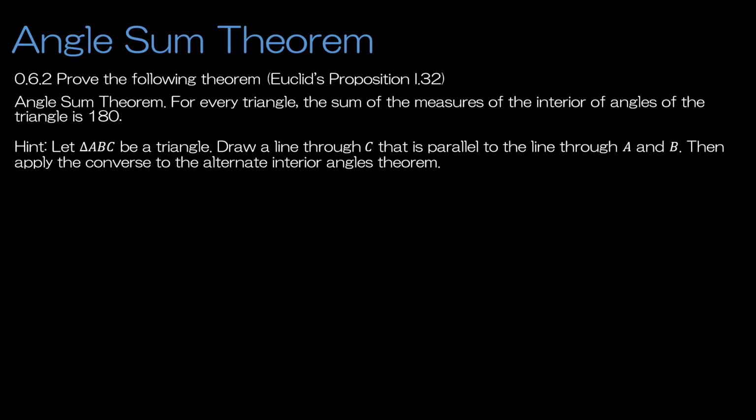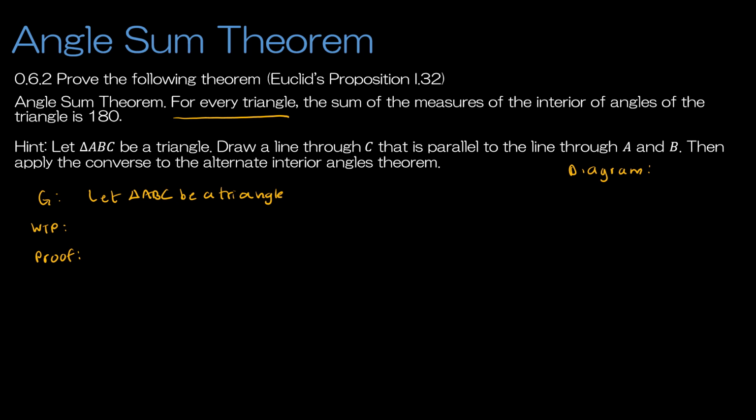Here we're going to prove the Angle Sum Theorem, and that says that the sum of the measures of the interior angles of a triangle is equal to 180 degrees. So you are welcome to work ahead and see how you do, or you're welcome to work through this with me. Here, for my given, instead of saying for every triangle, I'm going to be specific and name a triangle. So let triangle ABC be a triangle.